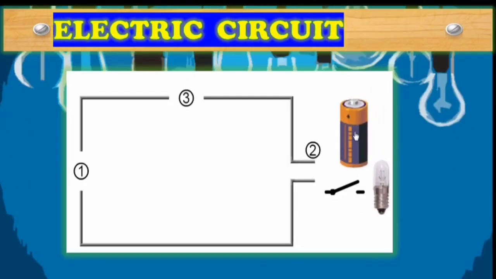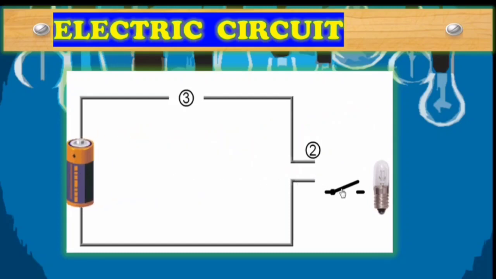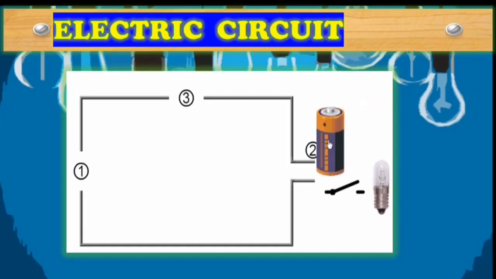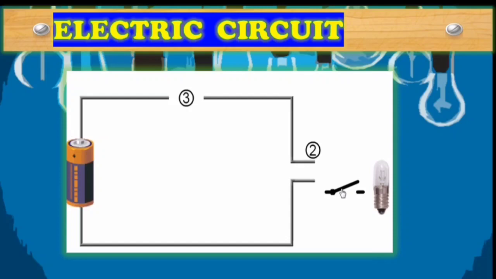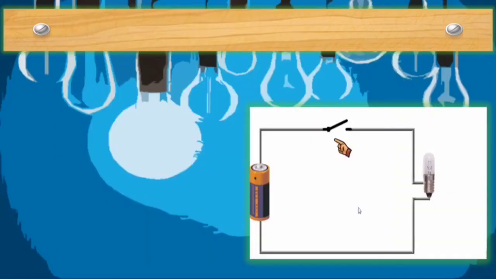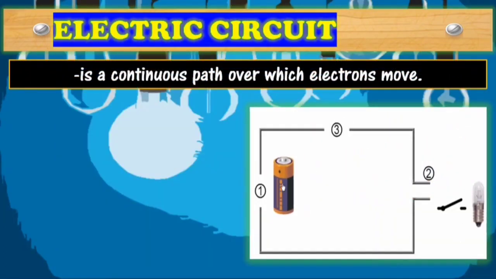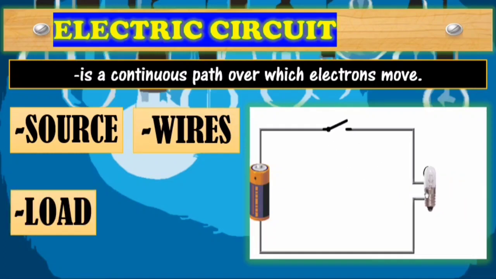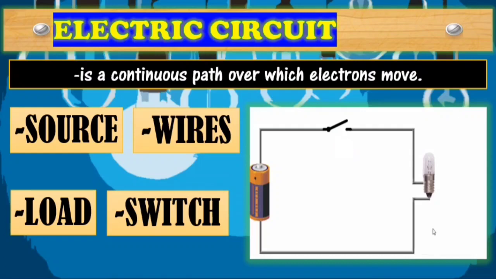Look at the diagram. Study it very well. Can you say something about it? So based on the diagram that we have, the battery, wire, switch, and bulb are the components of a simple circuit which shows how a light bulb lights up, and that is an electric circuit. An electric circuit is a continuous path over which electrons move. It is composed of four important parts: the source, the wires, the load, and the switch. If all of these materials are complete in a simple setup, the bulb will light up.